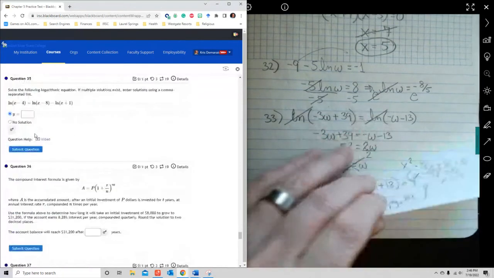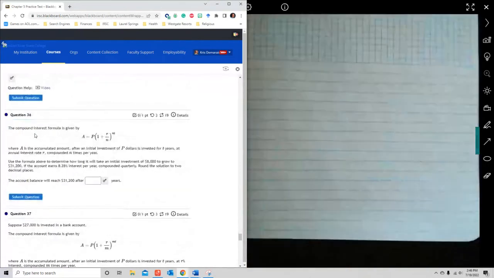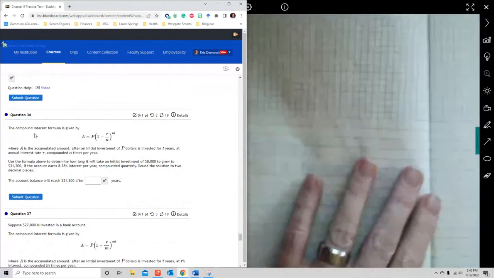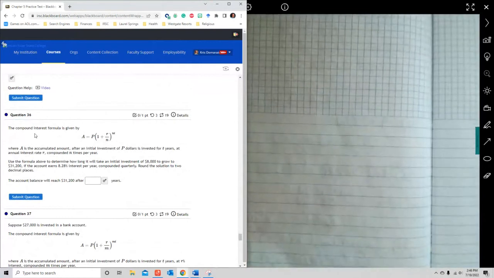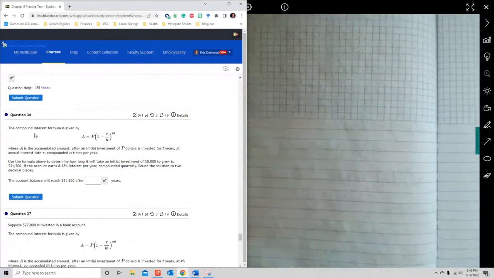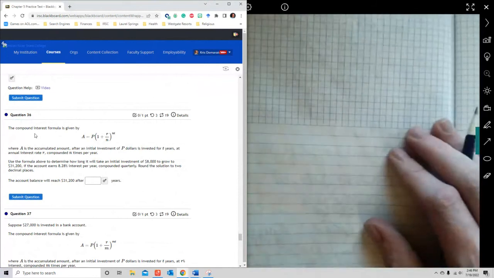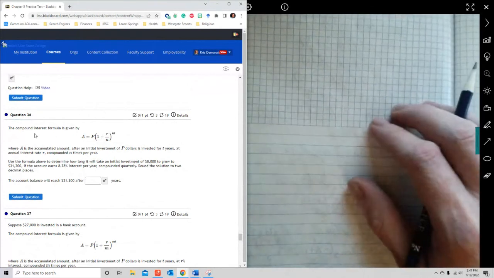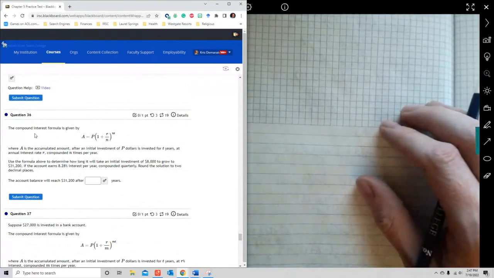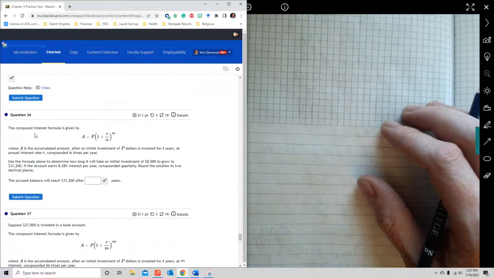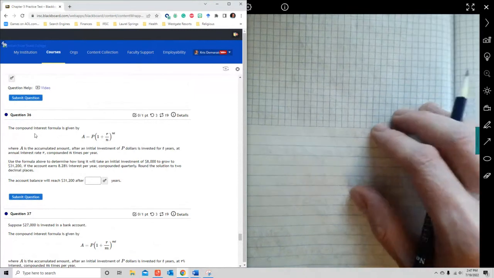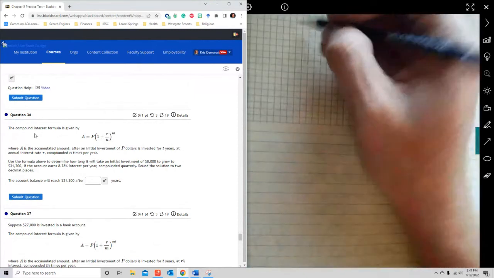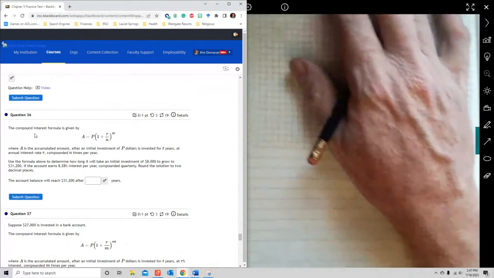Now let's do 36. Now 36, like most of these, is a matter of just using a formula. It says use the formula above to determine how long it will take for the initial investment of $8,000 to grow to $32,000 or $31,200, if the account earns 8.28% interest per year compounded quarterly. So quarterly is 4 times a year.